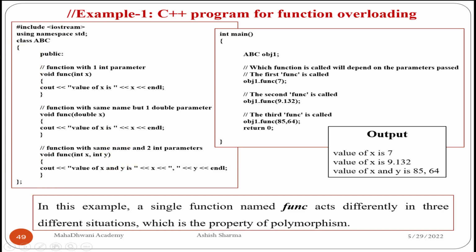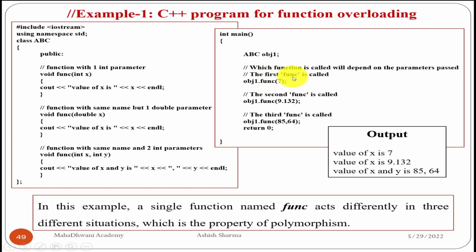After that, to execute the class ABC program, we first need the main to be designed. Without defining a main body, we cannot execute a single statement of the program, because main is the entry point of the program. So only after implementing a main function are we allowed to execute our program. Int main. Inside main we create an object of the class ABC. The object name is obj1. Which function is called will depend on the parameter passed.